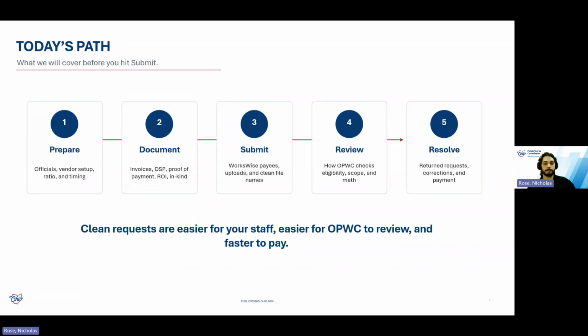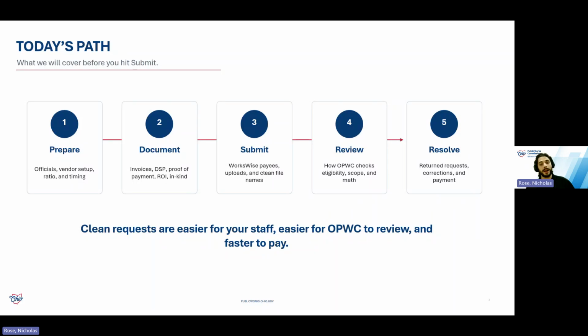First, prepare: make sure the project officials, vendor setup, ratio, timing, and other documents are ready. Then document: gather the invoices and whatever other records apply. Then submit: enter the request in WorksWise and upload the documents under the right submission types.